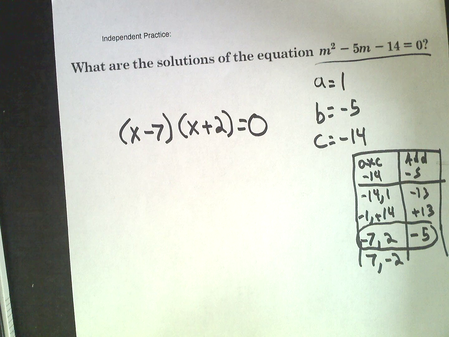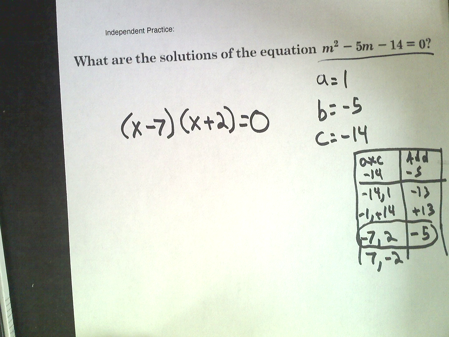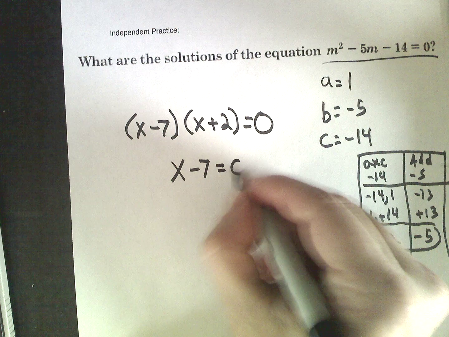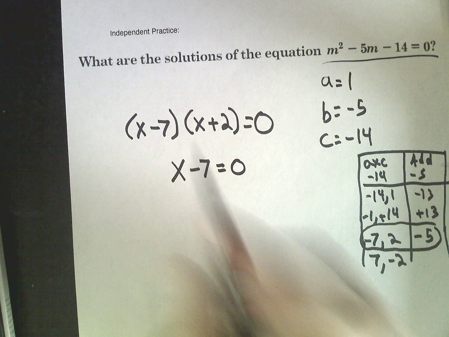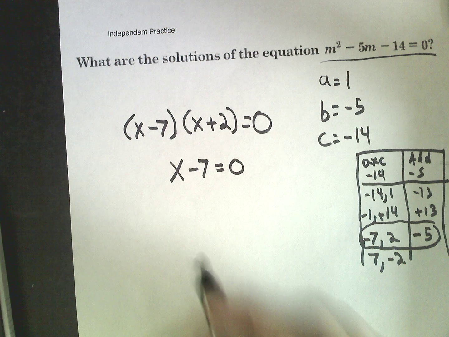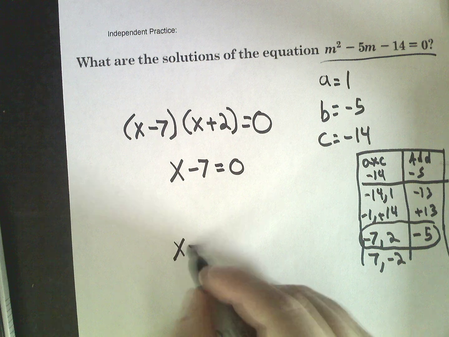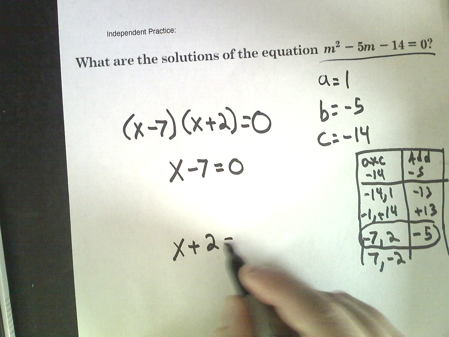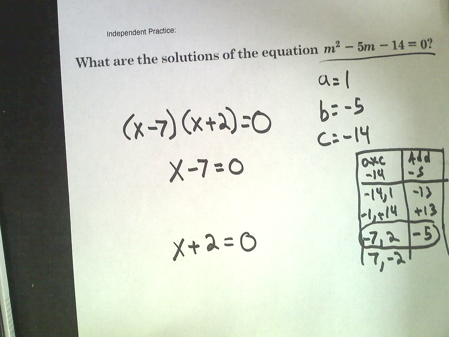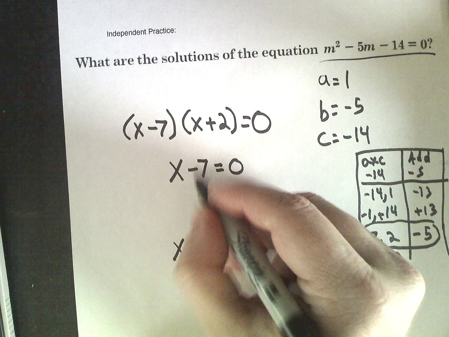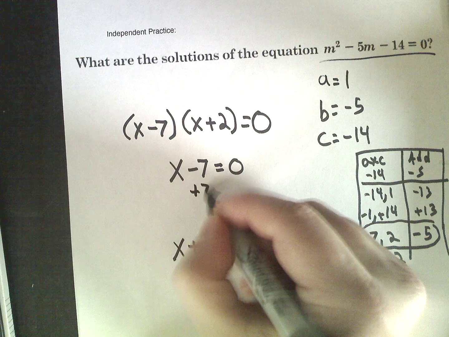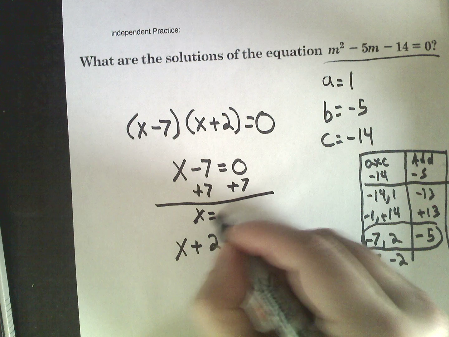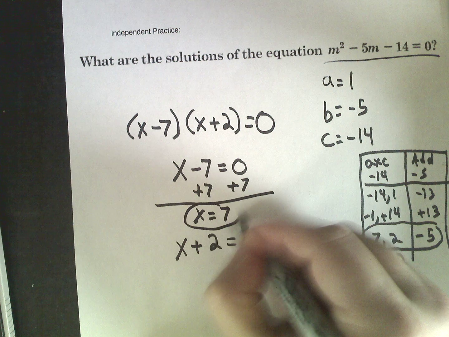All right, so now let's do it one more way. x minus 7 could be equal to 0. That's one way, right? If this was 0, then this would equal 0. Or we could go the other way: x plus 2, if that was 0, it could equal 0, because we're multiplying here. So I'm going to see what x is. I'm going to add 7 here and add 7 here. x equals positive 7. That's one answer.